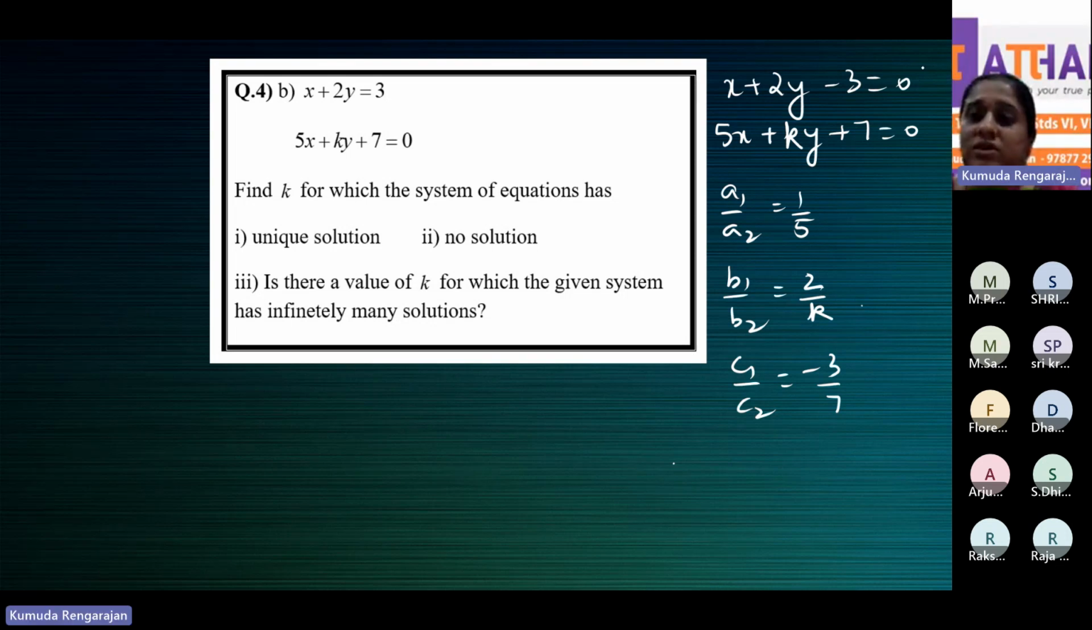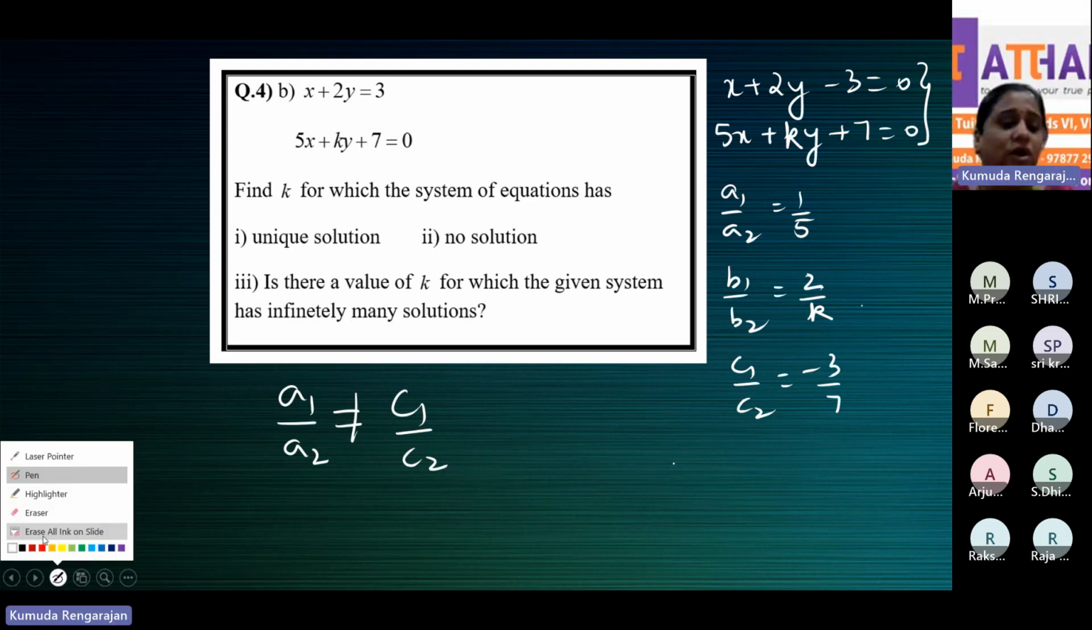Yes, children. This is the pair of equations given to us. Whatever is given, I've written here in the standard form, meaning I've taken the numbers to the left-hand side. And then the ratios A1 by A2, B1 by B2, C1 by C2: 1 by 5, 2 by K, minus 3 by 7. Now, children, it's very clear that whatever be the value of K, A1 by A2 is not equal to C1 by C2.